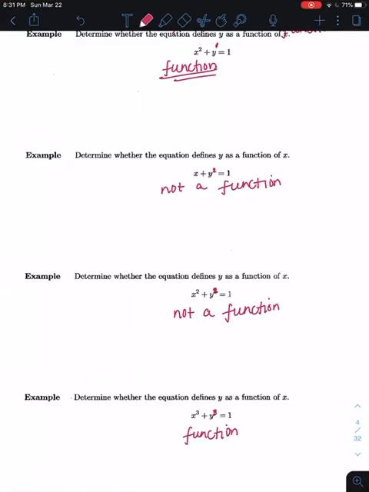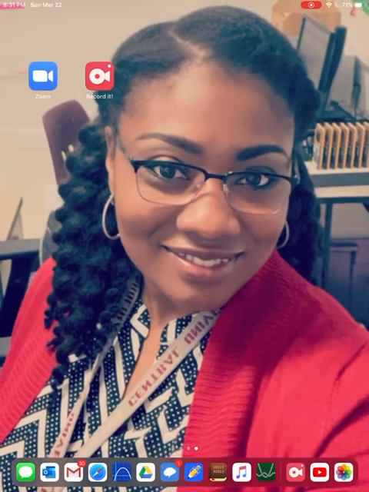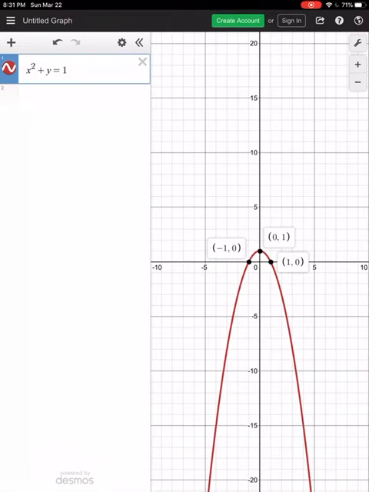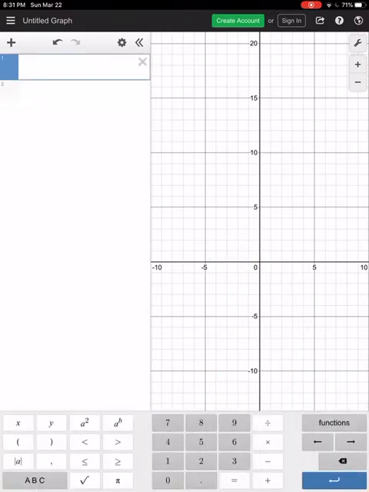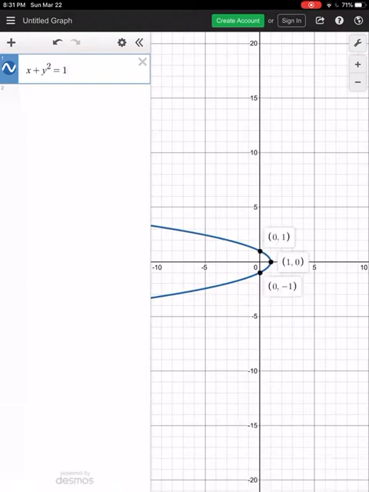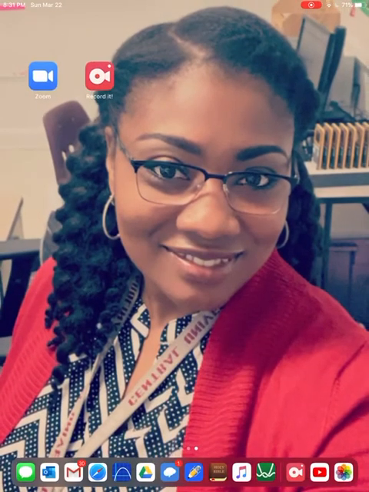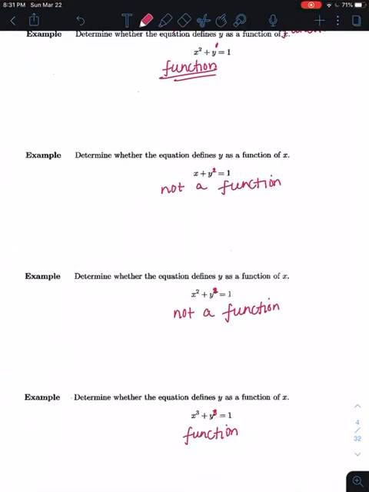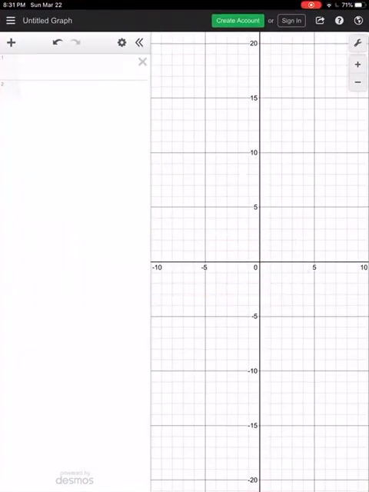All right, the next example, I have to look and see. The next example was x plus y squared equals 1. So let's see. I'm going to delete this out. X plus y squared equals 1. I said this is not a function. And if you notice, you have this sideways curve. You're going to hit more than one point at a time. So that is not a function. And I knew that just by looking at the equation because I saw that y squared. And then let's go here. We have x squared plus y squared equals 1. So let's see what happens when I put this in.